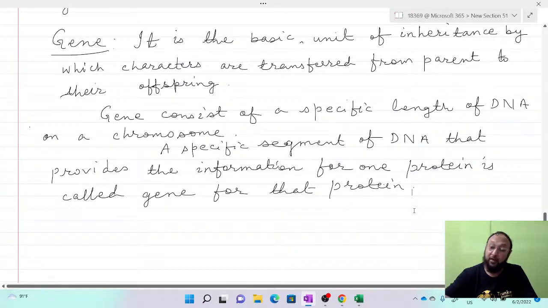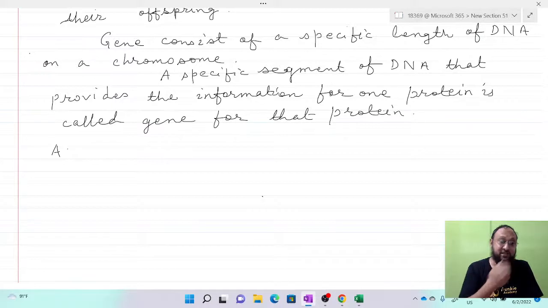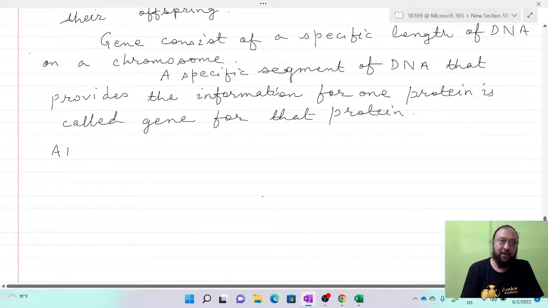Now another important point before we start Mendel's experiment is the allele. So what is an allele, and what is a trait and a character? Don't get confused with trait, character, and allele. Allele means an alternative form of a gene, like I told you, capital T and small t, the alternative forms.